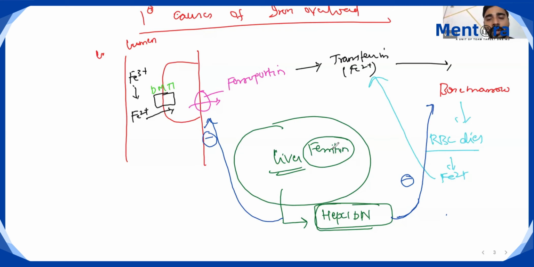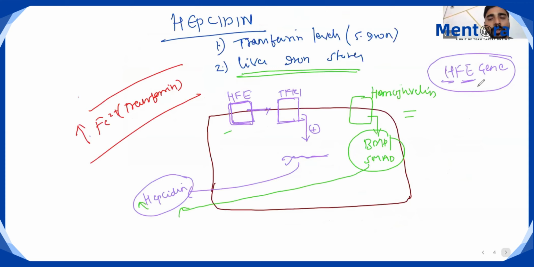In the liver there is a protein called hepcidin. This protein inhibits absorption of iron from the gut and also inhibits release of iron from the bone marrow, thus preventing iron overload. Now what are the things that are stimulating this hepcidin? So two things: one is transferrin levels, the other is your liver iron stores.